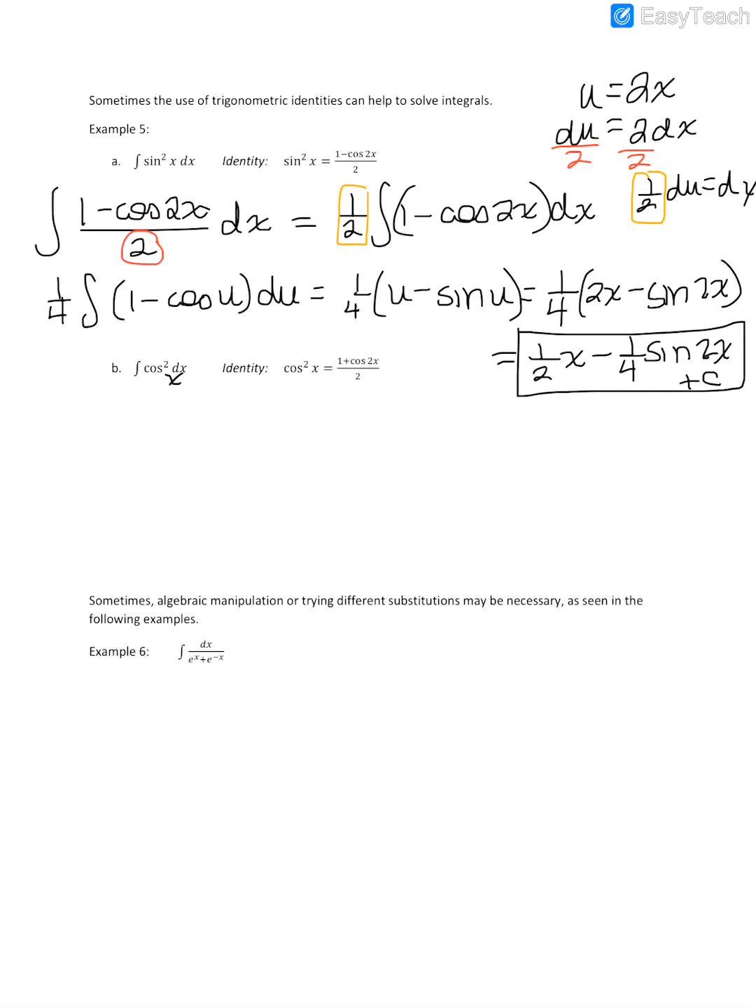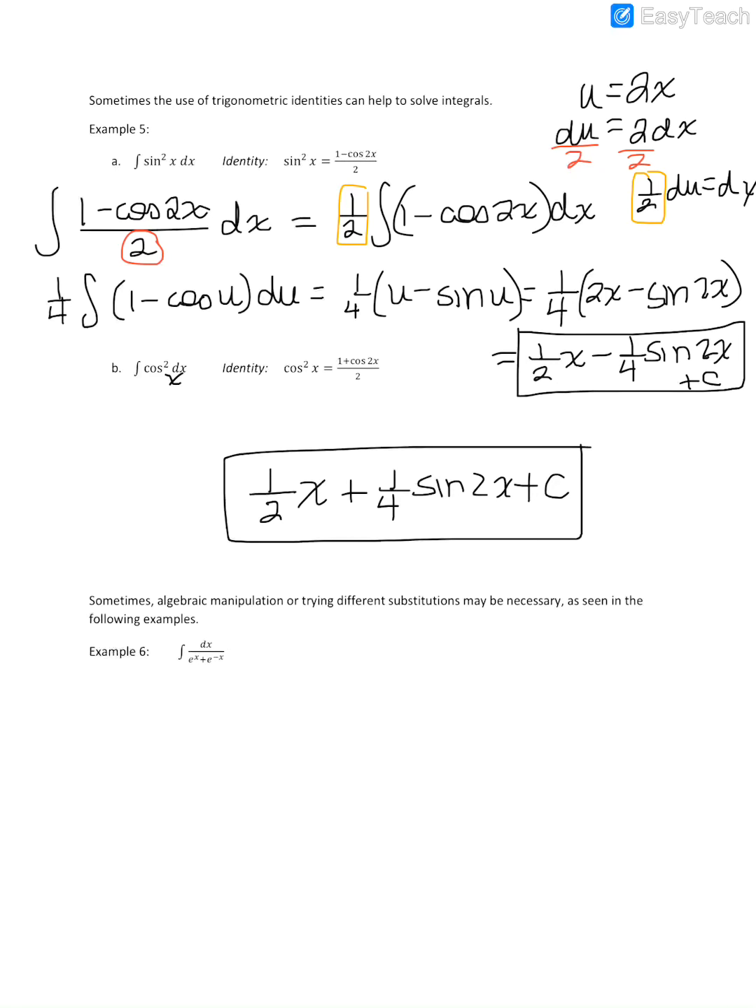Why don't you pause it, try it on your own, use the steps from above, and see if you can think your way through each step and come out with the right answer. Okay, so in the end, what you should have gotten is 1/2 x plus 1/4 sine 2x. And like I said, it's the same steps as above. The only difference was the plus instead of the minus.